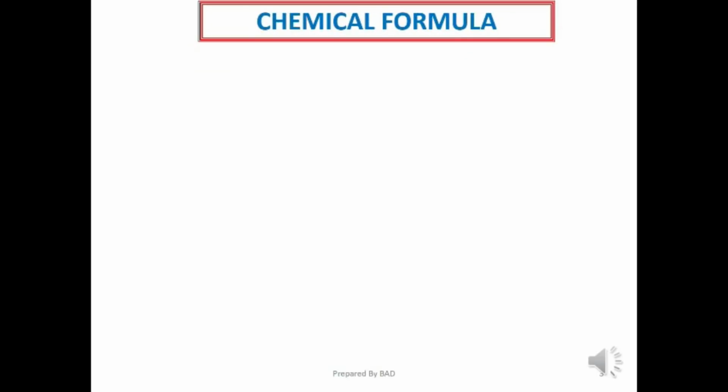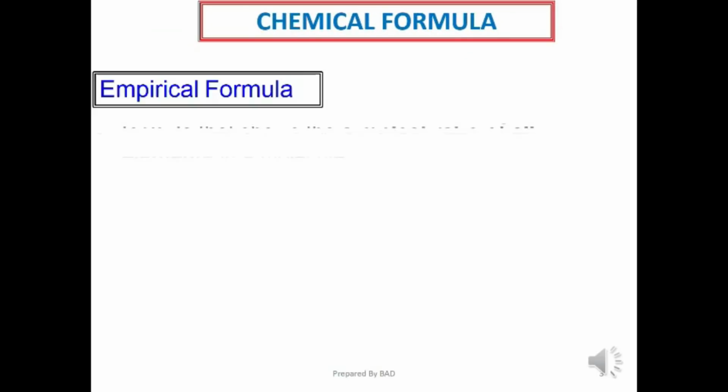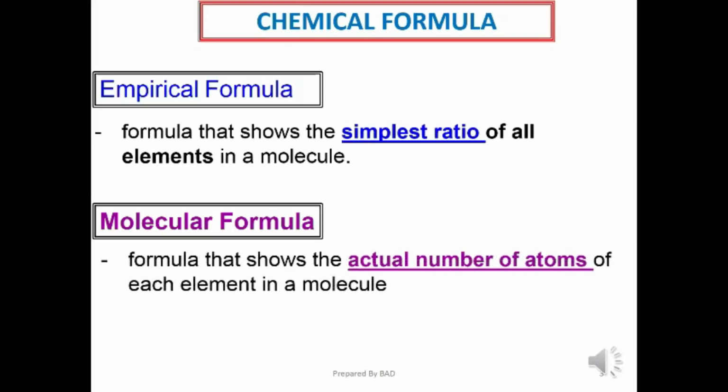Okay, what is a chemical formula? Chemical formula is empirical and molecular formula. Empirical is the simplest ratio of elements in the molecule, and molecular formula is the exact or actual number of atoms for each element in the molecule.